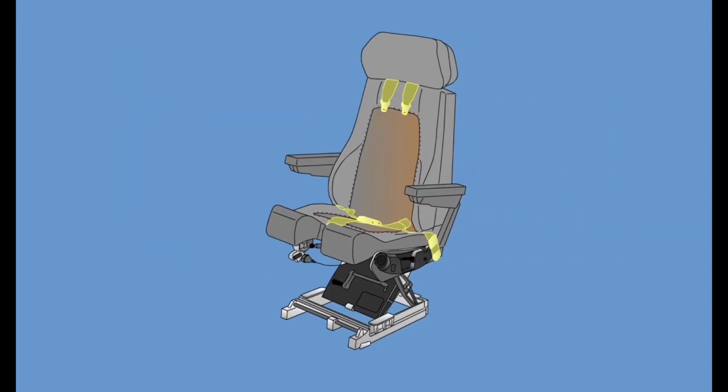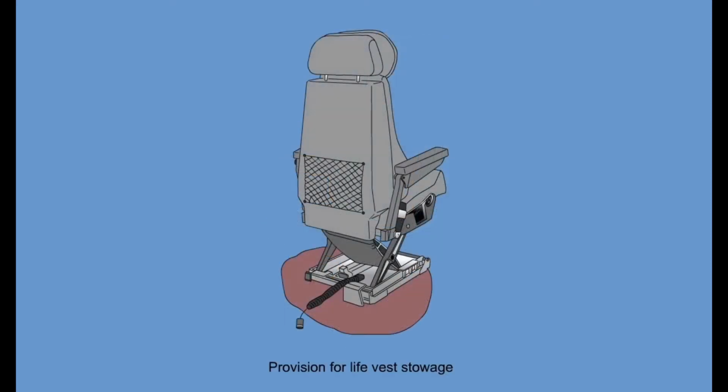A restraint system is attached to the seat structure. The safety belts are a 5-point harness with 1-point quick-release buckle. There is an inertia reel for the torso restraint system, and a provision is made for life vest stowage on the seat back, also capable of carrying a fire glove, optional, for emergency equipment support.